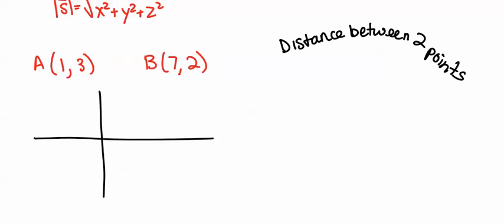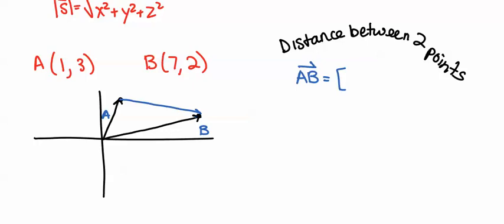Alright, so we've got 2 points: A is over 1, up 3. And then we've got B, over 7, up 2. So if we're trying to find the distance between these two points, that means we're trying to find vector AB. So we're going to figure out what the coordinates of vector AB are. So here's A and here's B. We're trying to figure out this vector here.